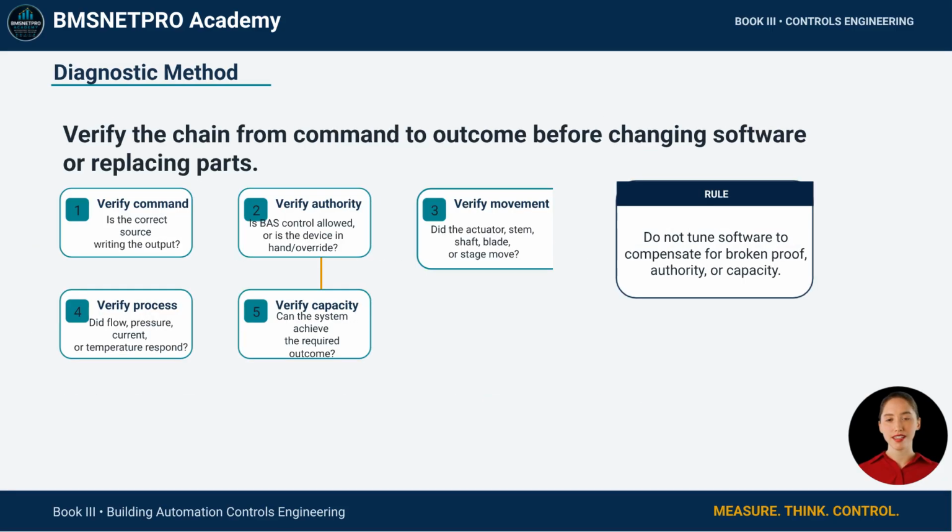Use a structured diagnostic method. First, verify the command. Who is writing the output and at what priority? Second, verify authority. Is the BAS actually allowed to control the device, or is there a local override, hand mode, priority conflict, or factory control boundary? Third, verify mechanical movement. Fourth, verify process response through flow, pressure, current, temperature, or another independent measurement. Fifth, verify capacity. If the system lacks water temperature, pump flow, fan pressure, or coil capacity, changing software will not fix the physical limitation.